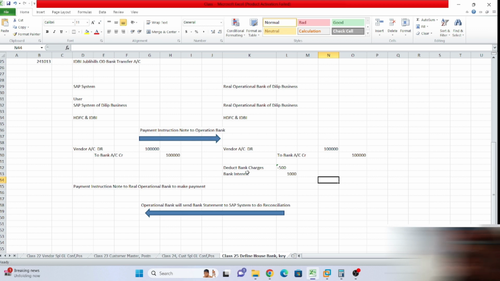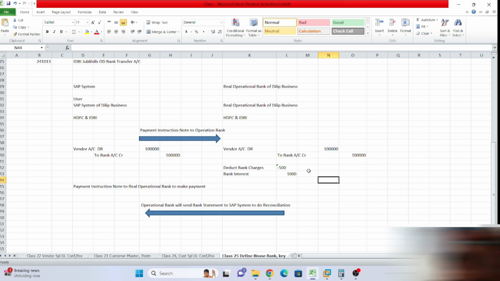There is no charge or bank interest. Understood, it can also be a possibility. Then they will simply send their bank statement, from the real operational bank, at the month end. We need to check it and upload the bank statement to do the reconciliation.